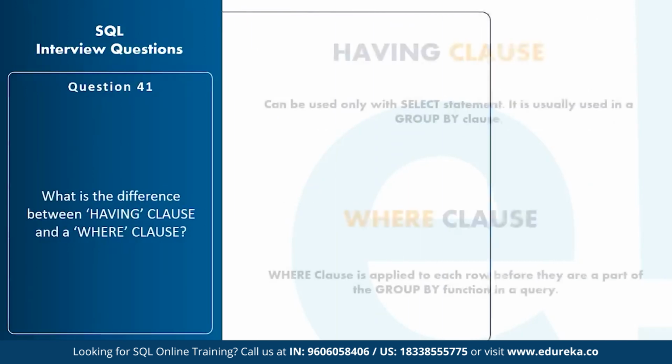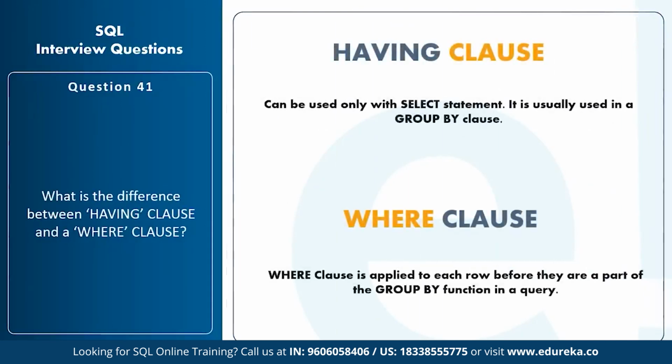Now the main difference between having clause and where clause is basically that the having clause can be only used with the select statement. It is usually used with the group by clause, and whenever group by is not used, having basically behaves like a where clause. Coming to the where clause, the where clause is applied to each row before they are a part of the group by function in a query.